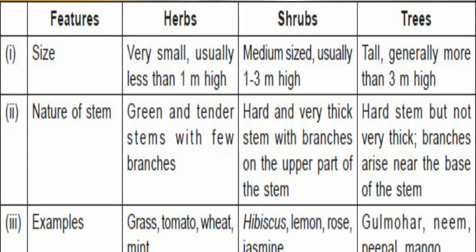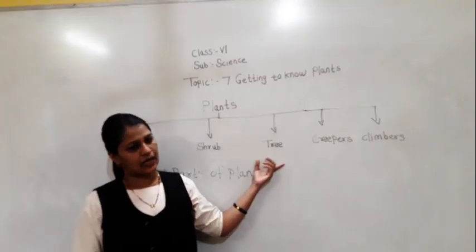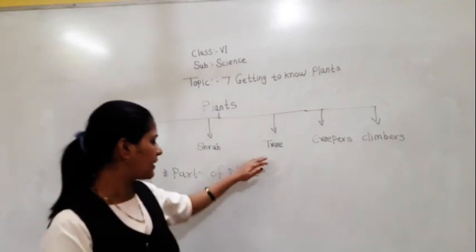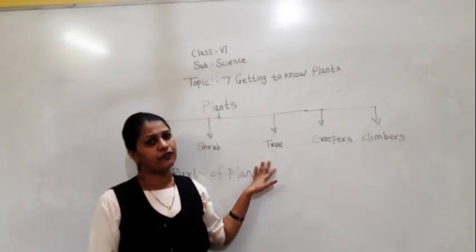Now let's talk about the stem. It has a very hard and strong stem. The number of branches is more as compared to the shrub. The number of branches that can grow on trees is large.